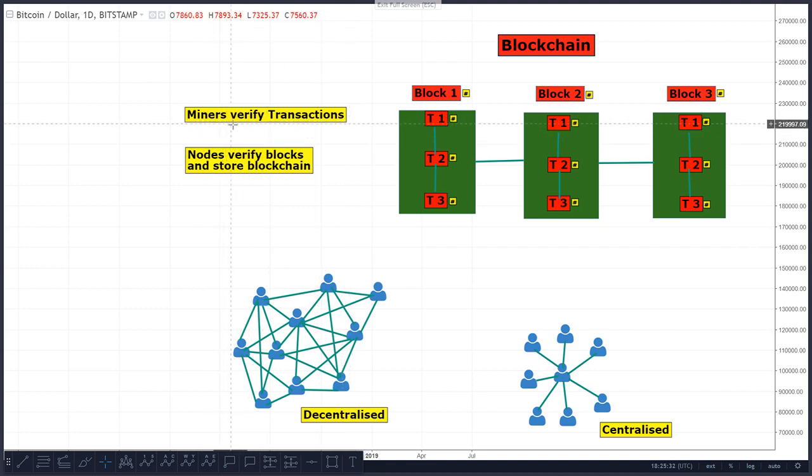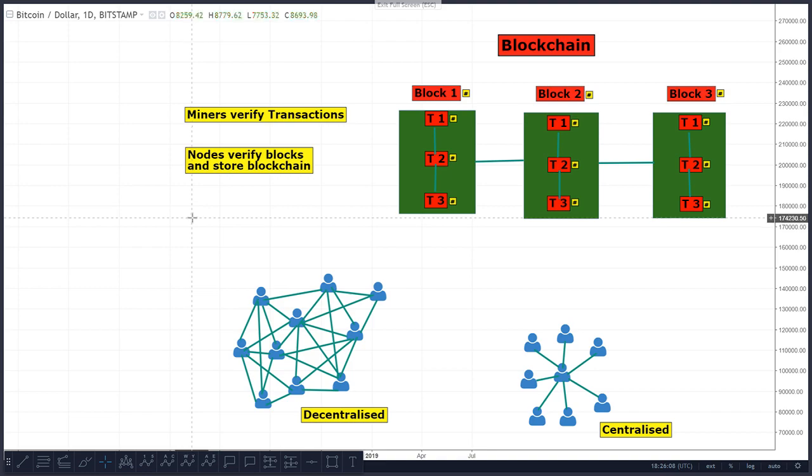Now, miners obviously need access to the blockchain because they need to know what the preceding block hash code was in order to create the new block's hash code. So they need constant access to the blockchain. Now, nodes are what stores the blockchain. So the nodes are this network of stores of the blockchain which connect through the internet. So every time they're online, they will automatically share their up-to-date content.